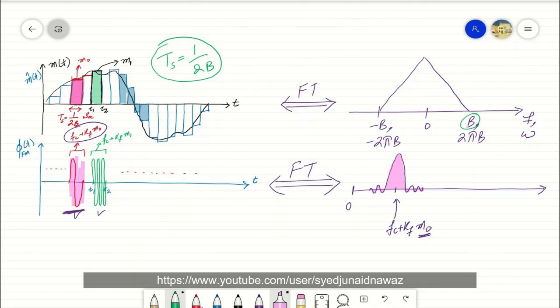the sinc functions. For the green block, for example, the block referring to the time instances between t1 and t2, we have a pure sinusoid of a limited duration with frequency fc plus kf into m1, where m1 represents the amplitude of this block. Therefore, the sinc function being generated for this interval will be of the same composition in terms of the size of the sinc function, while its position will be different from the sinc generated for the first block. So it may be positioned at fc plus kf into m1.